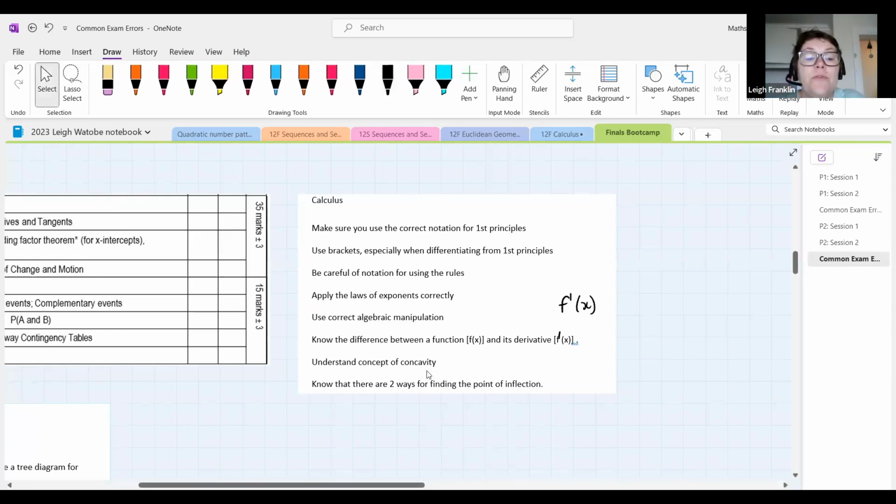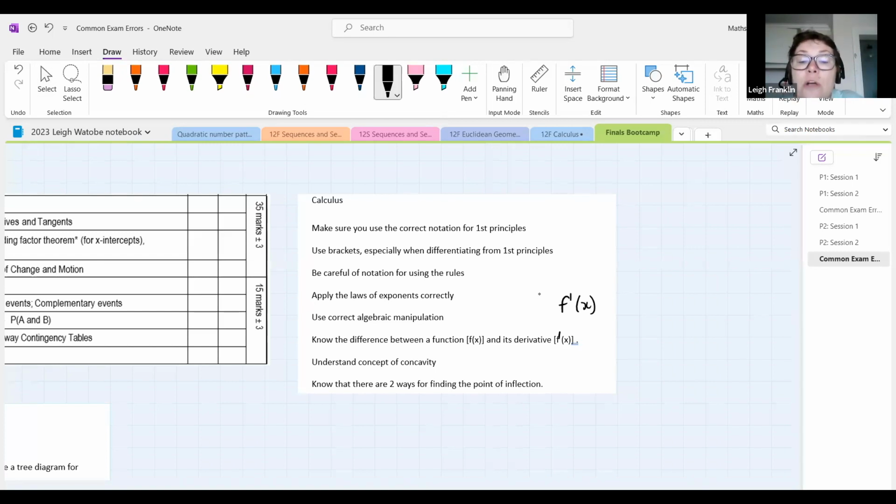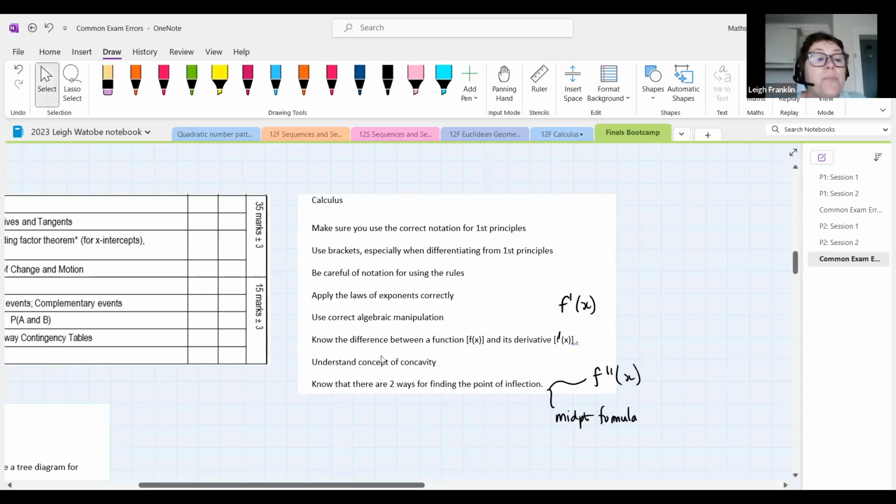Understand the concept of concavity and know that there are 2 ways for finding the point of inflection. So I had mentioned that to you guys last time. You could either use midpoint formula. Gosh, we've run out of time already. Or you can use your second derivative.